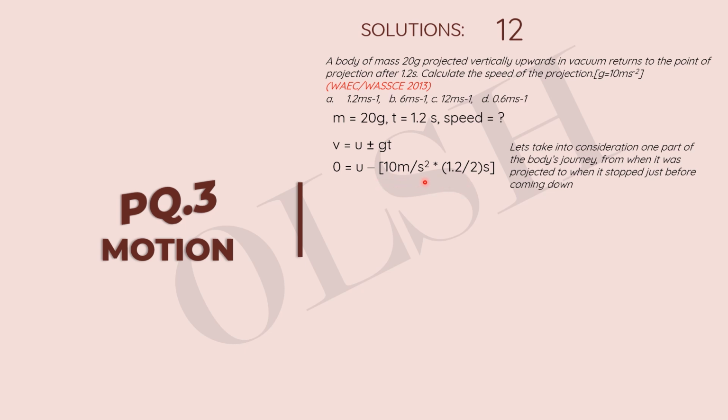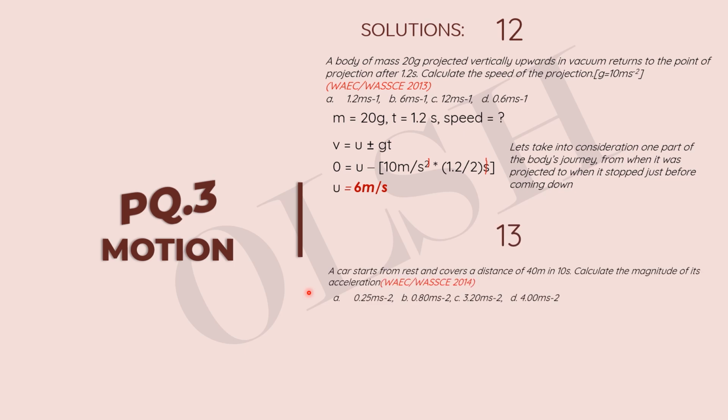So if we simplify this, of course, we're going to have 6 meters per second. This second here is going to cancel 1 second from this side. This is 1.2 divided by 2, which should give us 0.6. 0.6 times 10 should give us 6. And then we know we're left with meters per second. Alright, so that's how we have this answer. Okay, so moving on to number 13.